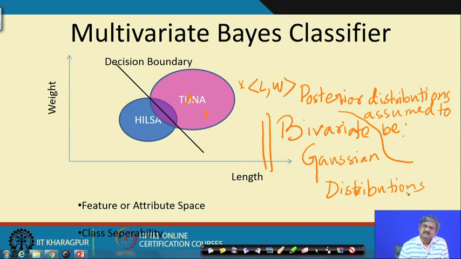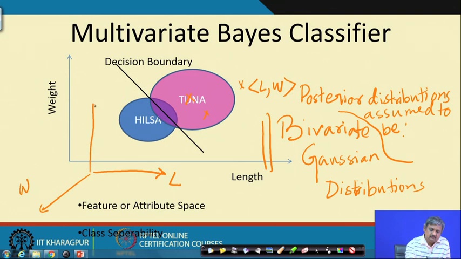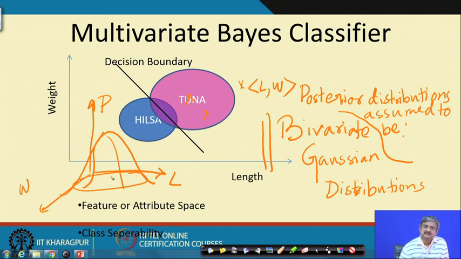Okay. So, how does a bivariate Gaussian distribution actually look? For example, if this is my L and this is my W, and in the z axis I draw my probability, they look like bell shaped curves. If I project them, they will look like circles or ellipses. So, they will be like a bell over the LW space or LW plane.